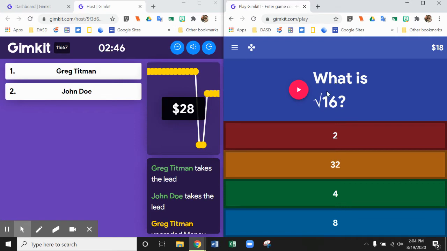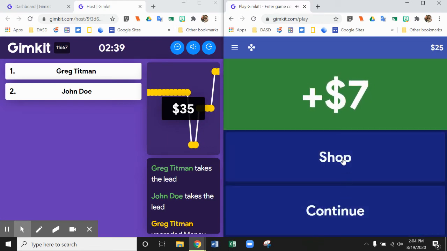There might be questions that have that, there might not be. They don't all have it. If you want to re-listen to it, you can click that button there. So the square root of 16 is 4. So now we'll go back into the shop.